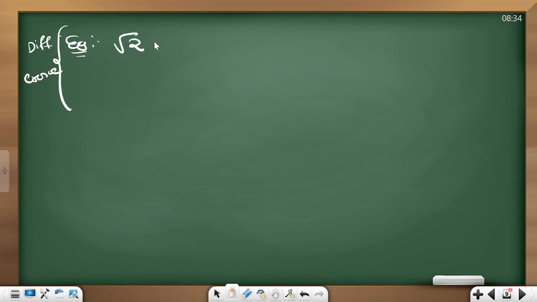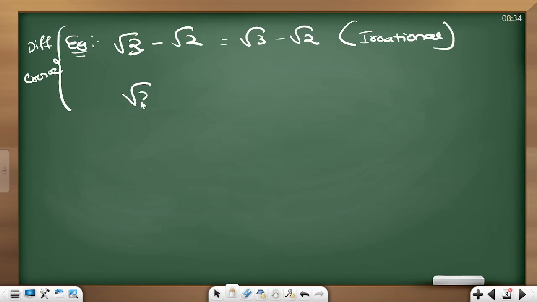Root 2 and root 3 minus root 2, again they are not mixable. No, the answer will remain just root 3 minus root 2. You will be getting an irrational number. But root 2 minus root 2, subtraction of two same irrational numbers, you will get 0. That is rational. Clear?